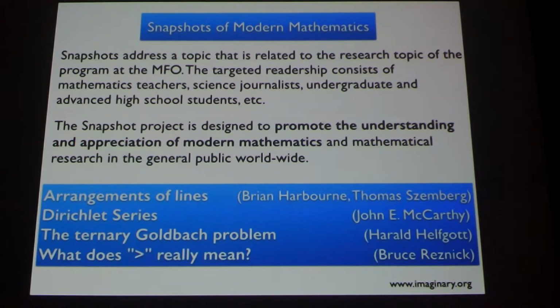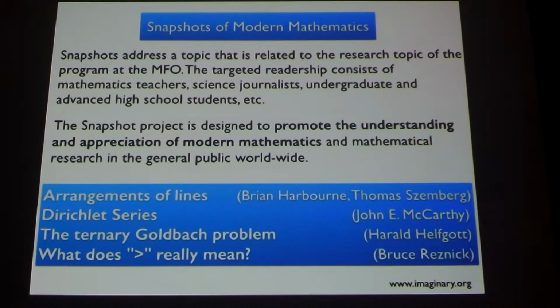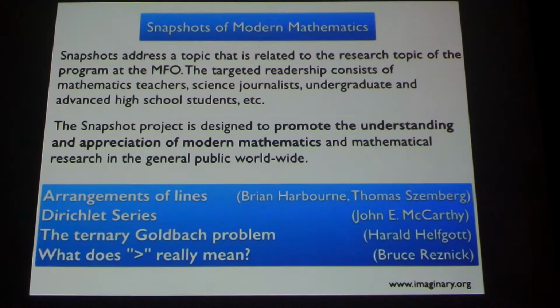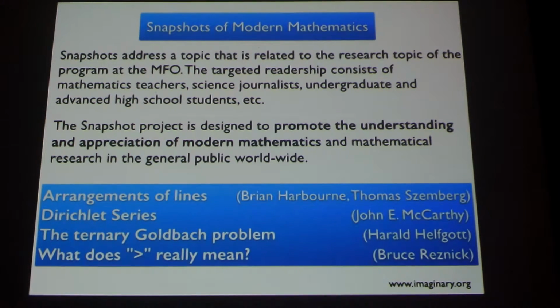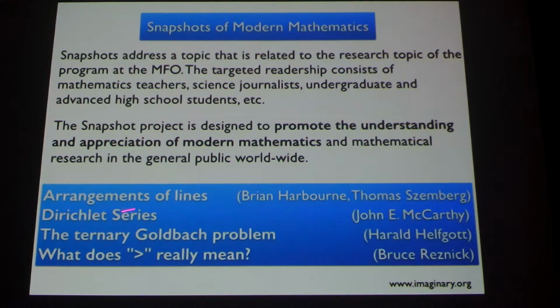Another thing happening now is at Oberwolfach. The Snapshots of Modern Mathematics aim to show a more general public what is going on in mathematics, what the hot topics are, what is interesting mathematics, in a way that mathematics teachers, scientists, undergraduates and advanced high school students can understand. Here you see a few examples: arrangements of lines by Harborth, Dirichlet series by McCarthy, the Goldbach problem by Helfgott, who proved it, and what does big really mean. These are now part of the text section of Imaginary.